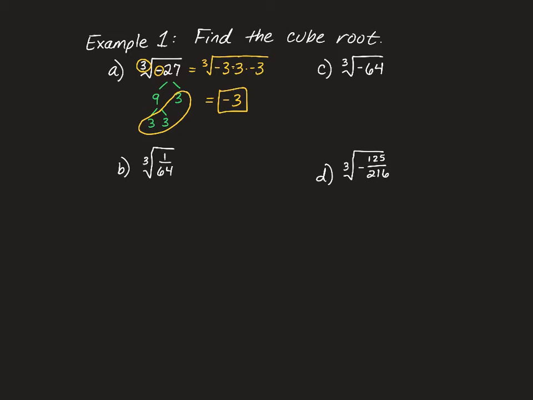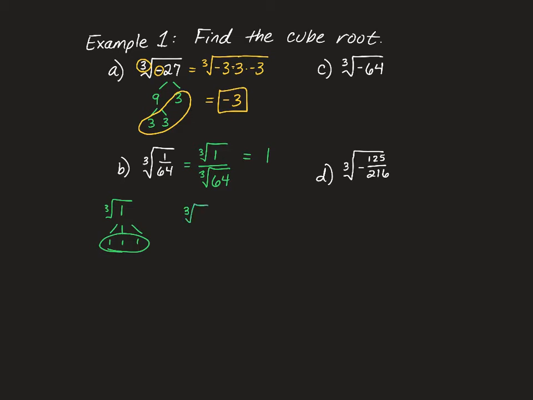For letter B, I have the cube root of the fraction 1 over 64. We can break this down and say that this is the same as the cube root of 1 over the cube root of 64. Now, let's take a look at those individually. The cube root of 1, if we try to think of 3 numbers that multiply to 1, that of course equals 1. So the cube root of 1 is 1.